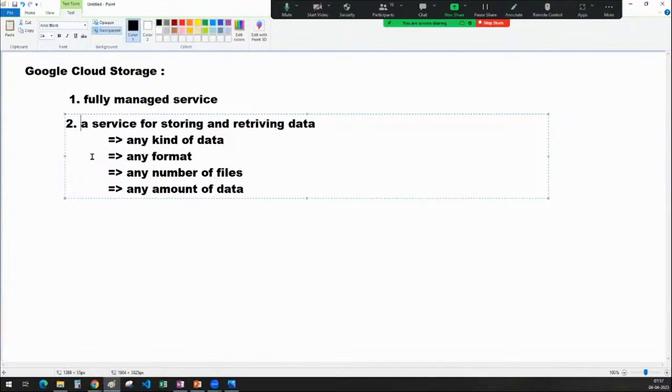So this is the main intention. What is the purpose of Google Cloud Storage? It is a storing and retrieving tool. You can store any amount of data, any number of files, and if you want the data to be retrieved at some point of time, you can also retrieve it. Okay. So this is what it is. And one more thing.